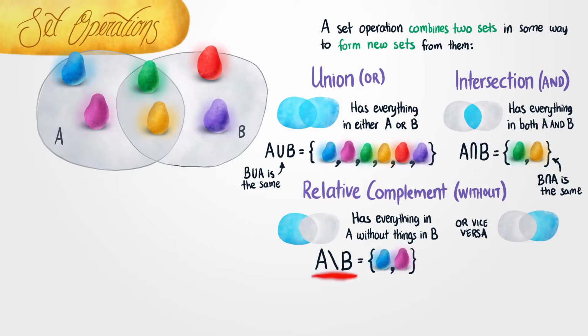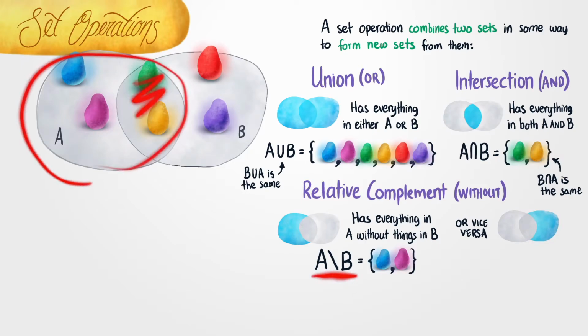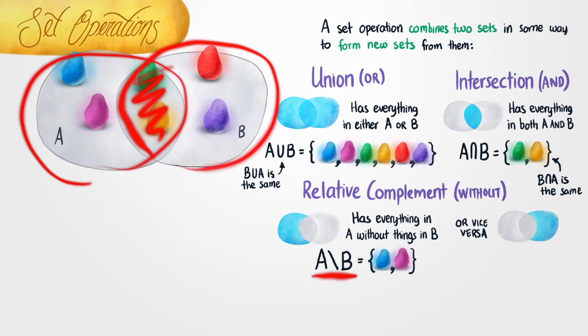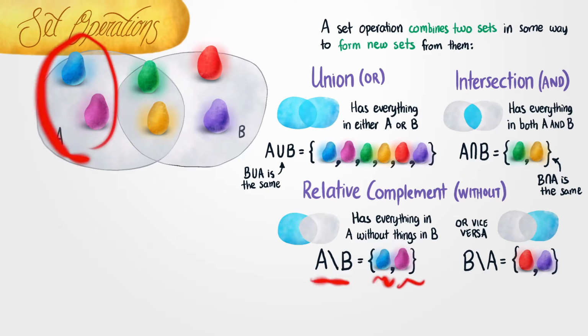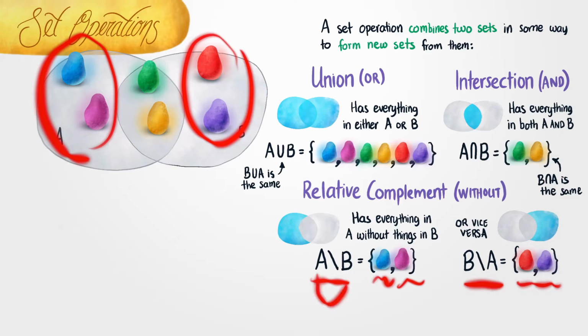So if A without B starts with all of A and then removes the elements in B, then B without A is going to start with the elements in B and then remove the elements in A. So in this case, B without A is actually going to contain this red jelly bean and this purple jelly bean only. So as we see, A without B contains the blue and pink jelly beans, which we can see here. And then B without A contains the red and purple jelly beans, which we see over here. And therefore, you cannot actually swap these 2 because if you do, you're going to end up with a completely different set.